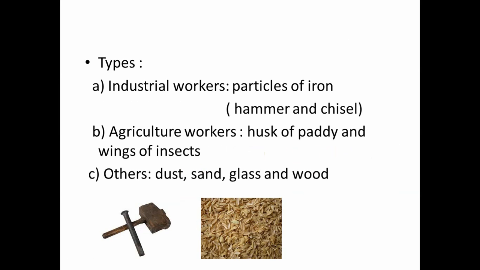So what are the common extraocular foreign bodies that we can see? They are most commonly seen in industrial and agricultural workers. In industrial workers, mostly what we see are particles of iron, usually with hammer and chisel work. So pieces of iron can just come and lodge themselves on the surface of the eye. In agricultural workers, usually we see husk of paddy and wings of insects. The other extraocular foreign bodies which we can see are dust, sand, glass and wood. So these are different types of extraocular foreign bodies.